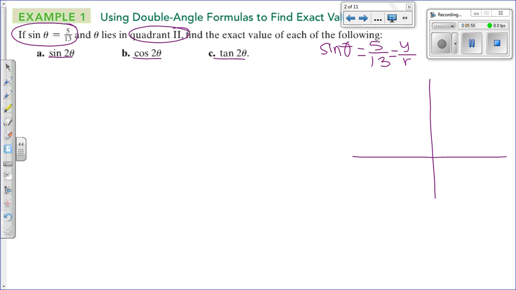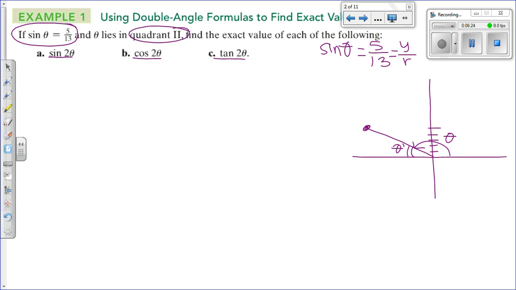So the angle is in quadrant 2. We are going to have 1, 2, 3, 4, 5. So 5 for the y, and then the hypotenuse is 13. So I'm going to estimate something right here. Okay. So right there, actually, it will be from here too. This is theta, and this will be theta prime.